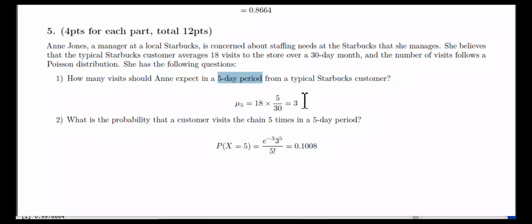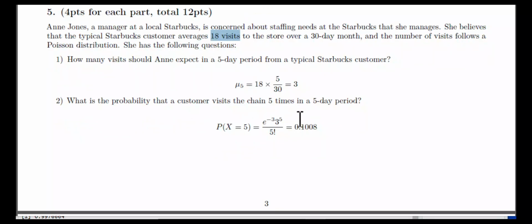So how to interpret this one? This 18 visits can be evenly split over these 6 5-day periods. Each 5-day period gets 3. And the amazing part is, for this 5-day period, with the 3 as the average, we can still follow the Poisson distribution. That's how we could get the probability for x equals 5, right? Follow the formula, we can get the probability.